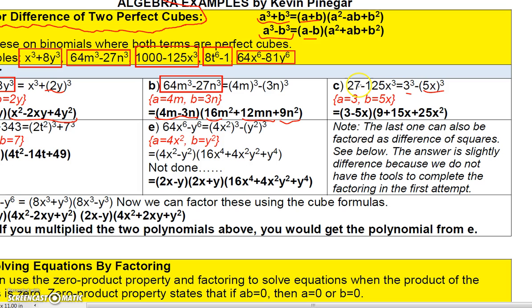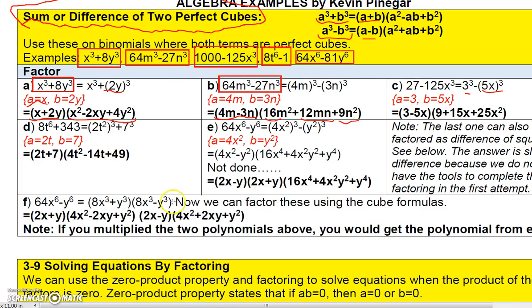And again, this is a difference, so we use the same formula we used on the previous problem. So I would do a minus b, so that'd be 3 minus 5x, times a squared, so I'd square the 3 and get 9, and then plus ab. So ab would be 3 times 5x, which is 15x, and then plus b squared, which would be 5x quantity squared, 25x squared. And so that's what that would factor into.